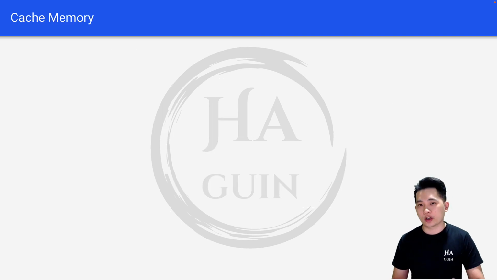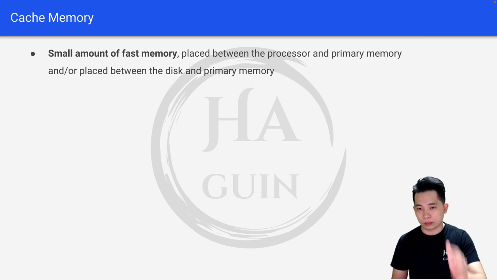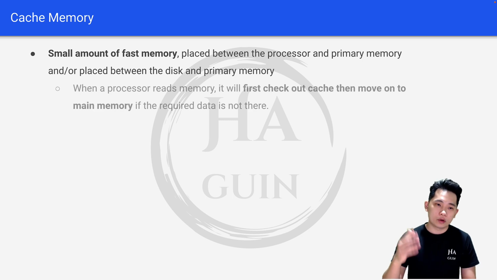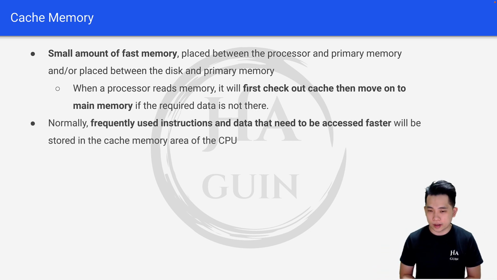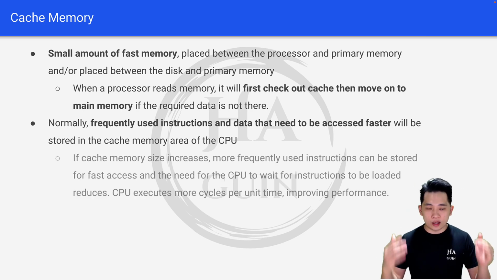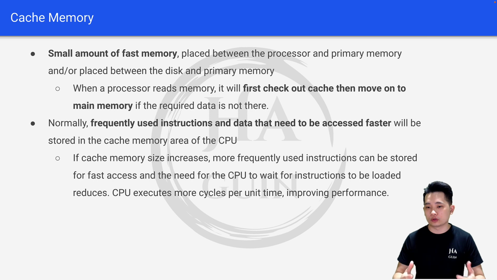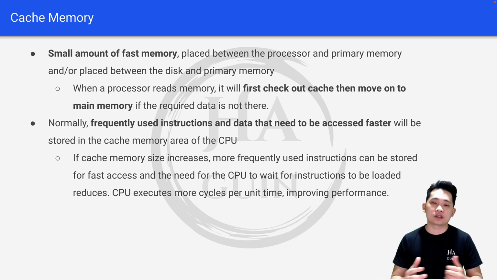And lastly, let's go into cache memory. So what is cache memory? Cache memory is a small amount of fast memory placed between the processor and primary memory, or between the disk and primary memory. When a processor reads memory, it will first check the cache and then move on to main memory if the required data is not there. Normally, frequently used instructions and data that need to be accessed faster will be stored in the cache memory area of the CPU. So if cache memory size increases, more frequently used instructions can be stored for fast access, and the need for the CPU to wait for instructions to be loaded reduces. In the end, the CPU executes more cycles per unit time, thus improving performance.